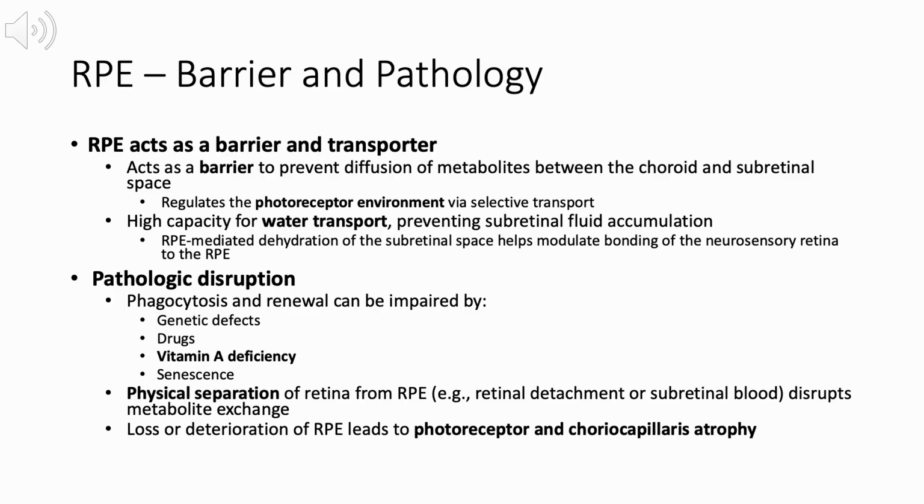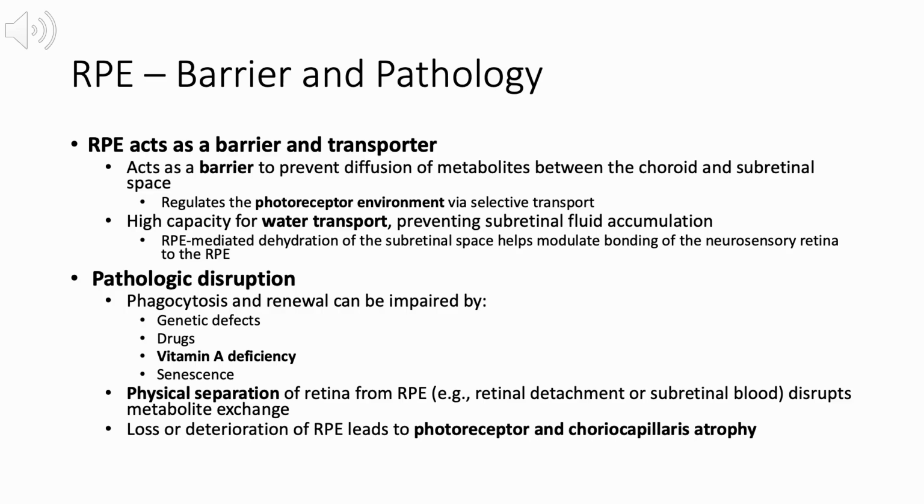The RPE acts as a barrier to prevent unrestricted diffusion of metabolites between the choroid and the subretinal space. Through selective transport mechanisms, it regulates the photoreceptor environment and maintains appropriate metabolic conditions for photoreceptor function. In addition to its barrier role, the RPE has a high capacity for water transport, which prevents accumulation of subretinal fluid. RPE-mediated dehydration of the subretinal space helps modulate the bonding between the neurosensory retina and the RPE, contributing to retinal adherence and structural stability.